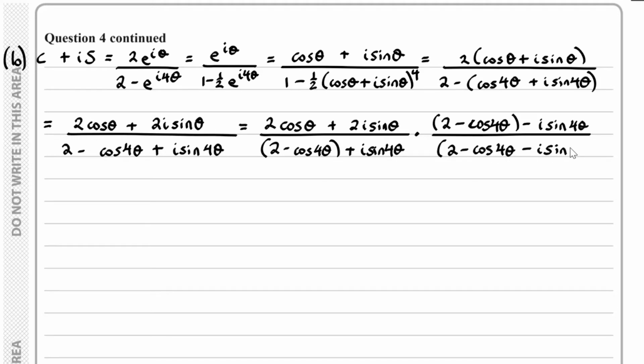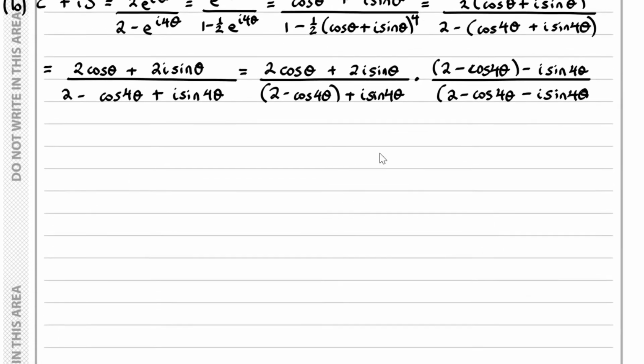So let's just finish writing this down. And when we multiply these together, the i's on the bottom will disappear. So the next couple of steps are quite long.